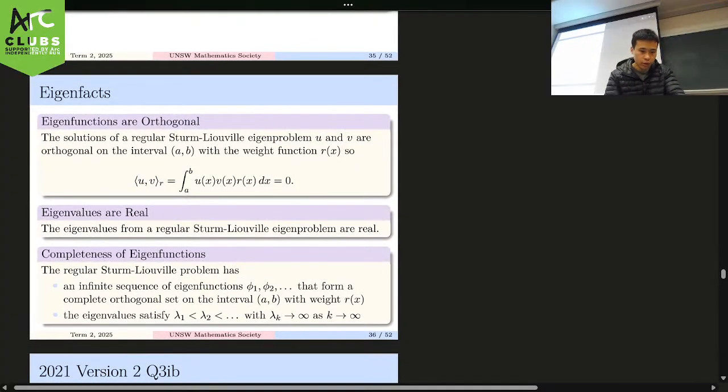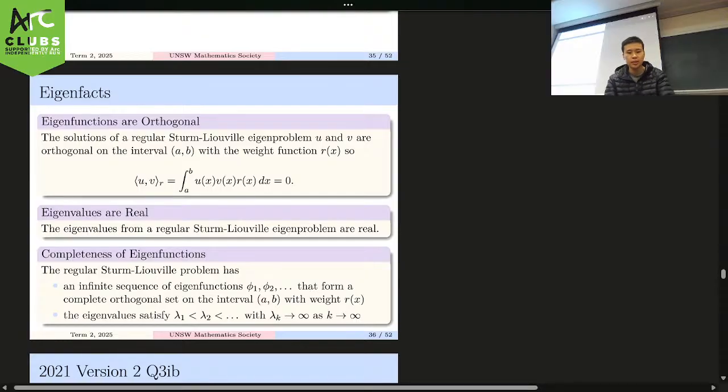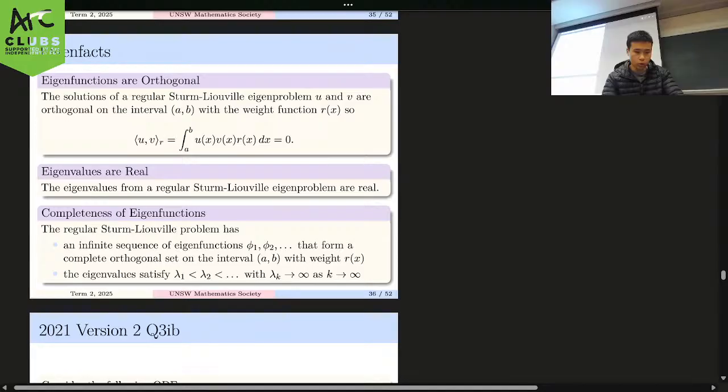So once again, for a Sturm-Liouville problem, most of the time you have an infinite set of eigenfunctions acting on whatever interval you're working on, along with your weight. And also the eigenvalues. Let's say you had your first function. They have to be ordered. Yeah, let's just assume they're ordered.